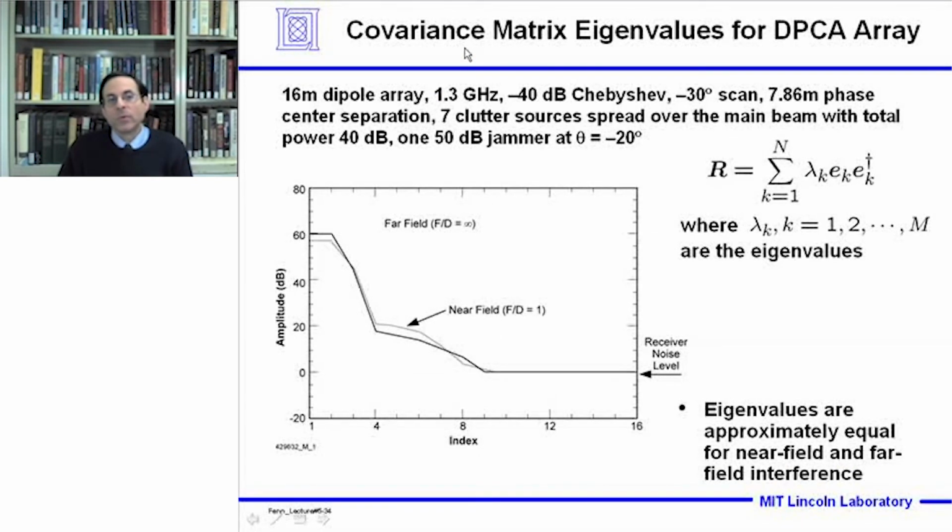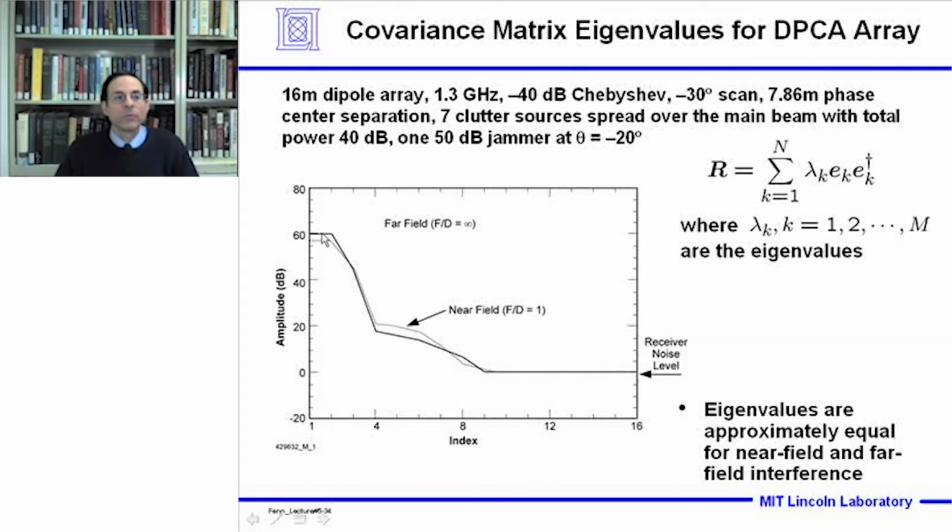This slide shows the consumption of degrees of freedom of the DPCA array in terms of the covariance matrix eigenvalues. In this example we had 7 auxiliary channels and a main channel in each phase center. So there were 8 degrees of freedom in each phase center times 2, so it would be 16 eigenvalues or 16 degrees of freedom in the covariance matrix. This plot shows the amplitude of the eigenvalues versus index for the 16 eigenvalues.